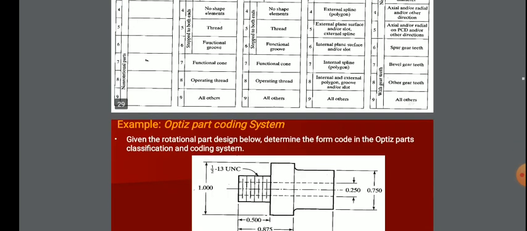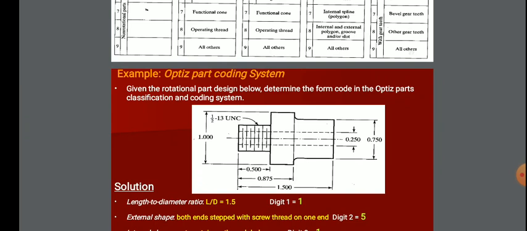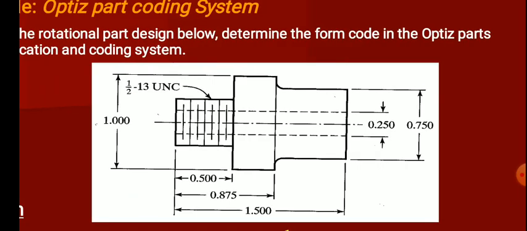The problem given is a rotational part design below. Determine the form code in the OPTIZ part classification and coding system. This is the part they have given. This is a rotational part. While seeing it itself you should know about the part. It is a rotational one, but it has a thread shape, some dimensional operations have been done, and this side has internal holes, and the outer part represents a rotational part, as well as some step turning operations have been done.